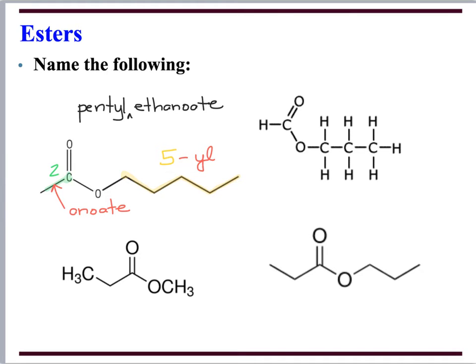Looking at the next one, I've got 3 carbons next to that oxygen. So that is going to give me propyl. And then on the other side, I've only got the 1 carbon, so that's going to give me the methanoate. So when I put the name together, I end up with propyl methanoate.